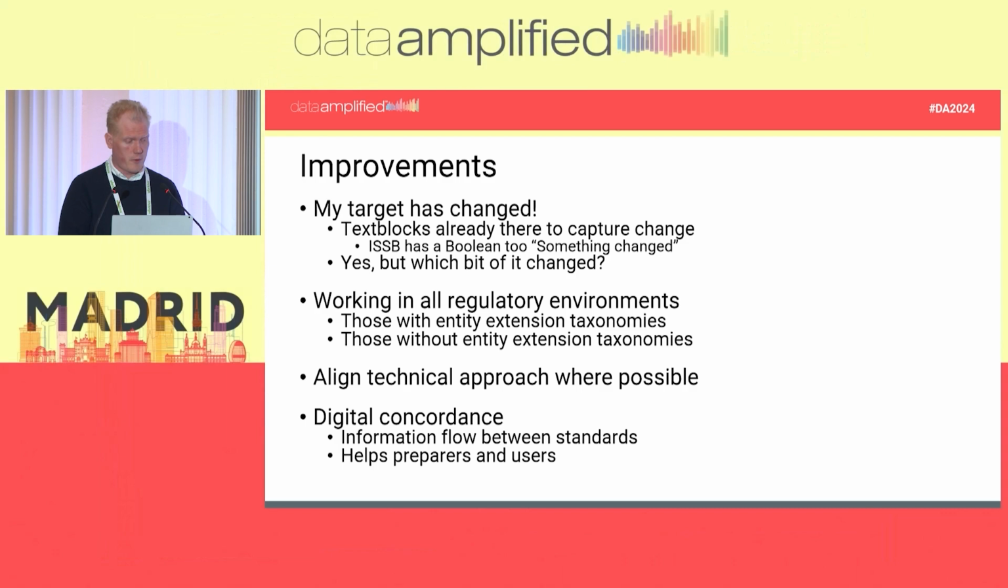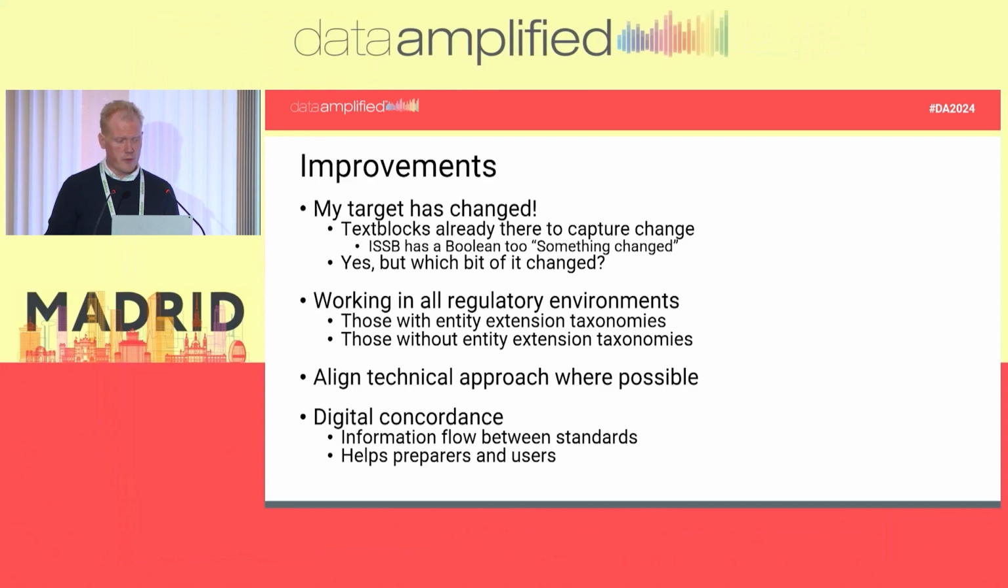So what improvements could we make? My target has changed. Well, they all have text blocks to capture that. ISSB has a nice boolean too, saying something changed. So you know something's changed, but which bit changed? Did someone move their baseline to fiddle things? Did they make their target more, hopefully, more ambitious? So again, you could think, well, we could have more structured stuff there as well as just the text block.